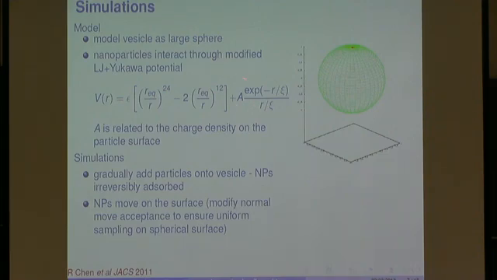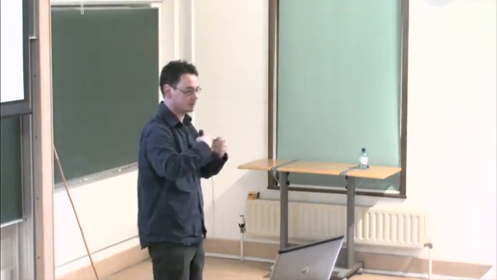An important parameter here is this parameter A, which modulates the strength of this repulsion. That's essentially related to the charge density on the particle surface. And as we're doing a mixture of particles, we have different equilibrium distances and different prefactors depending on whether it's a large particle or a small particle interacting.